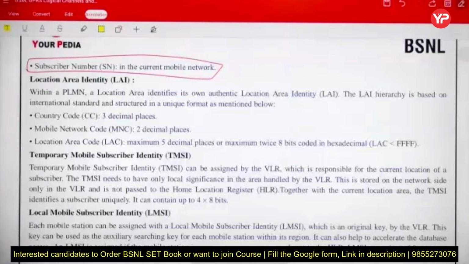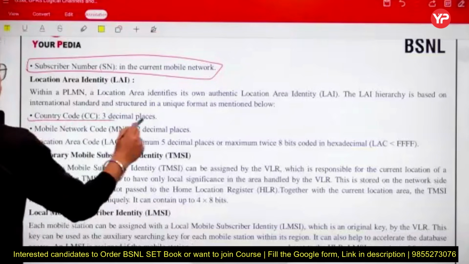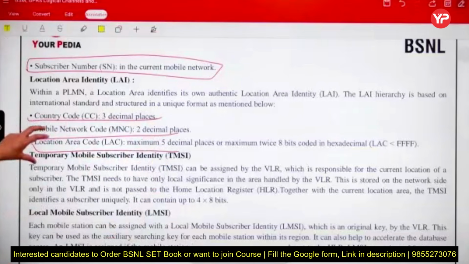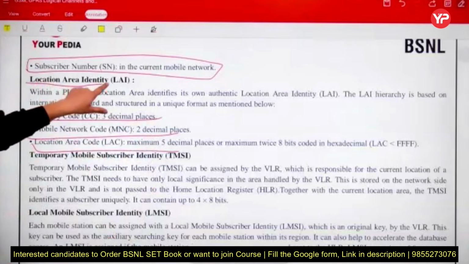So what is the format of location within a PLMN? Within a PLMN, which means public land mobile network, or within an operator, how will your location identification be done? For that purpose, within a PLMN, we again have the country code, mobile network code, and then the location area code, which is 5 decimal places. So this is location area identity.